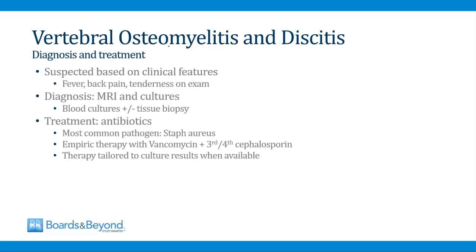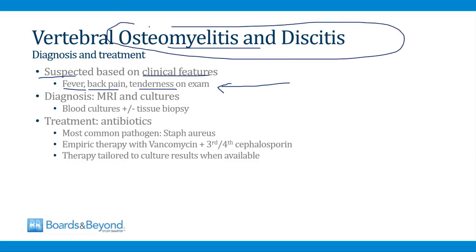So the diagnosis of these conditions is suspected based on clinical features, and these are the same clinical features as for epidural abscess, things like fever, back pain, or tenderness of the spine to exam. Any of these findings in a patient with low back pain suggest possible infection. It could be an epidural abscess, or it could be osteomyelitis or discitis. The diagnosis is made by imaging like MRI plus cultures, so the imaging can show evidence of infection in these locations, but it won't show an epidural abscess if it's an isolated case of osteomyelitis or discitis.